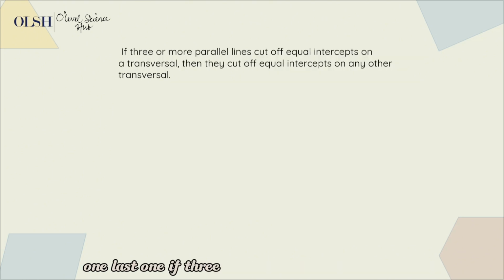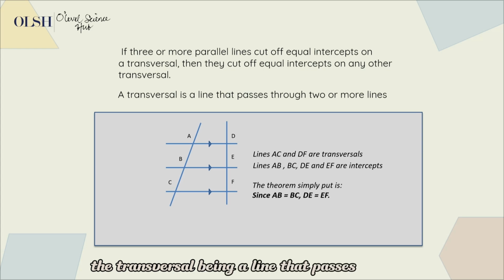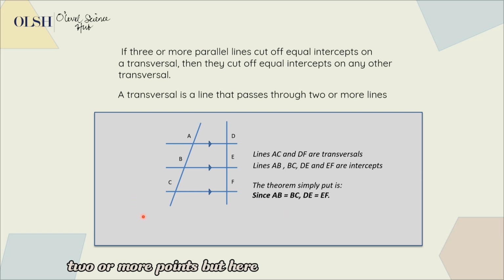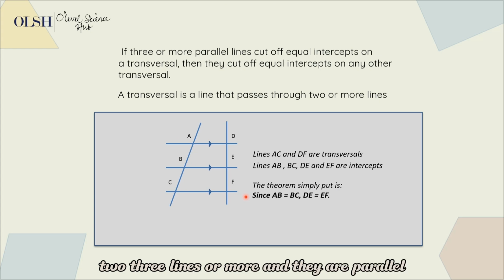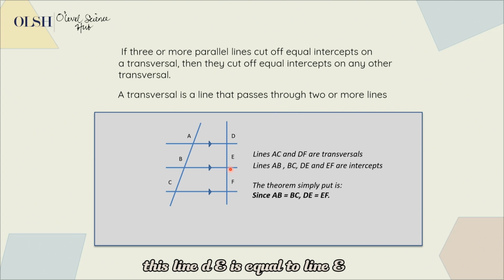One last one: if three or more parallel lines cut off equal intercepts on a transversal, then they cut off equal intercepts on any other transversal. I have talked about the transversal being a line that passes through two or more points, but here the idea is if we have 1, 2, 3 lines or more and they are parallel, just like these ones are, and we have one line that passes through them, and this line cuts off equal intercepts, that's DE. This line DE is equal to line EF. Alright, so we have equal intercepts here.